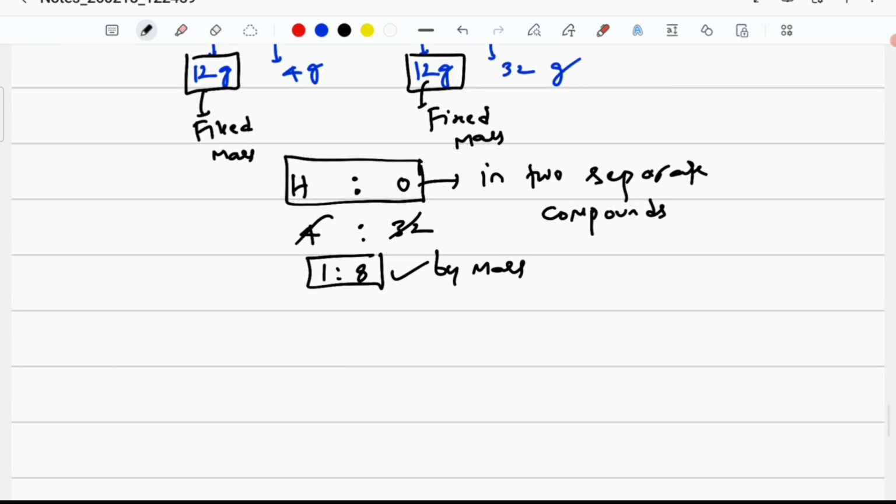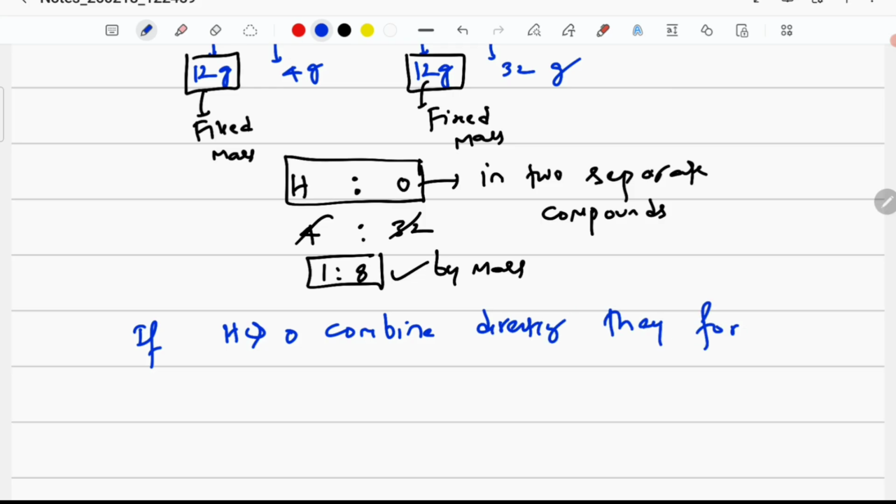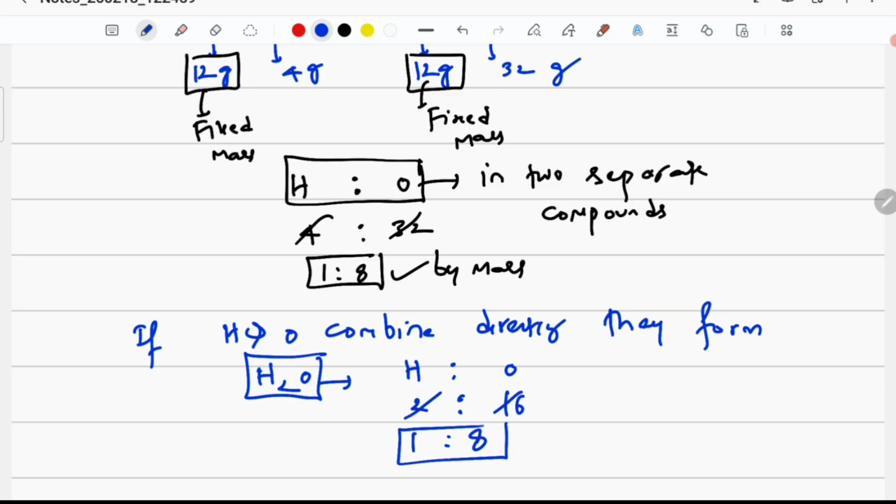If these two elements, hydrogen and oxygen, combine directly, they form H2O. Now here you take the ratio of hydrogen to oxygen in the compound where they combine directly. Hydrogen how much? 2. Oxygen 16. So here 1 is to 8 ratio by mass.